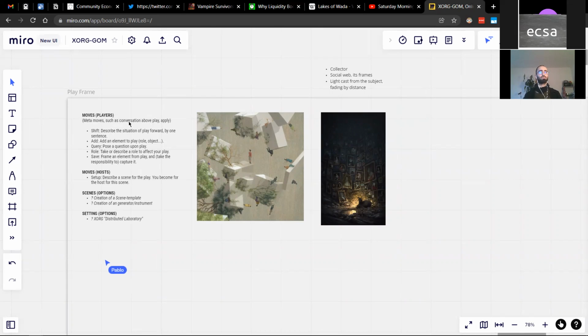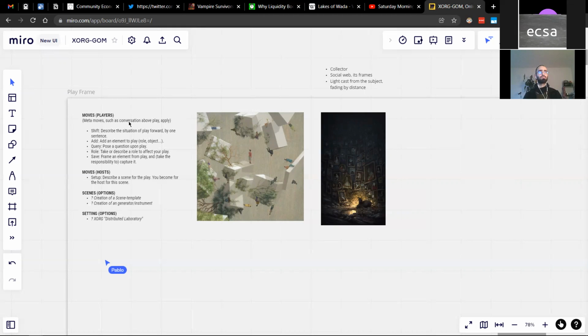One of them is the shift move we used earlier, where you describe the situation of play forward, like something happens in the laboratory, in just one sentence, and then you can add an element, which could be anything, a role, object, I don't know, a faction even, that's left open to play around with. Then there's the query, which is to pose a question upon play, which can be used for many things. It's almost like a navigation tool, or just something to think about.